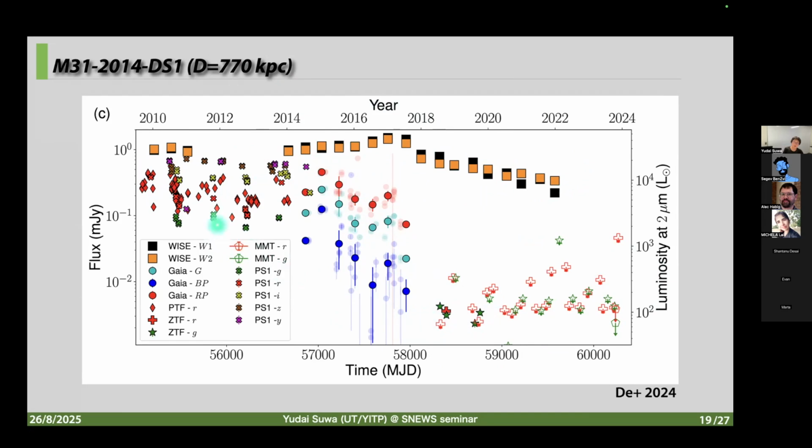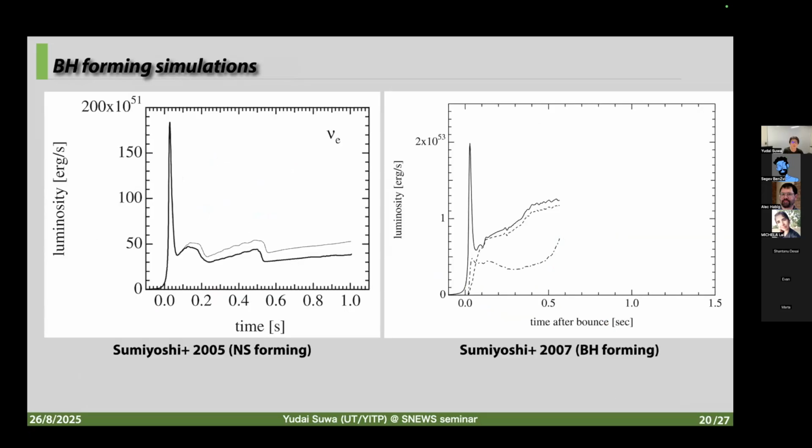So based on the optical light curve, maybe around 2014 or 2016, something took place, and maybe black hole formation took place at the center of this massive star. So let's think about what we can say based on this observation. And actually, black hole formation makes different neutrino emission. This is well known. So this is one example.